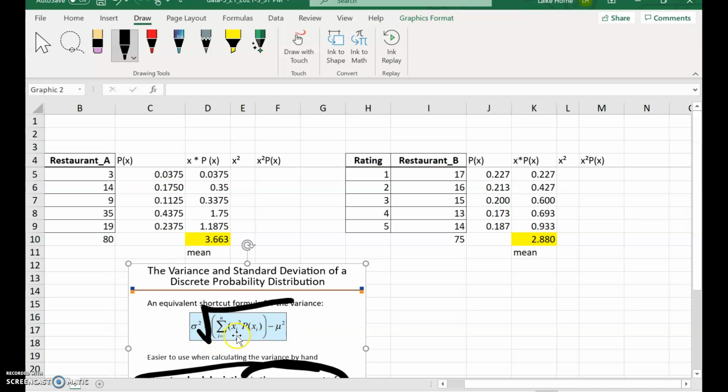So it says I need to square my xi values, or I'm just putting x, but I'm squaring xi, which are your ratings. And I see that somehow I lost my ratings over here. So what I'm gonna do is, here are my ratings.